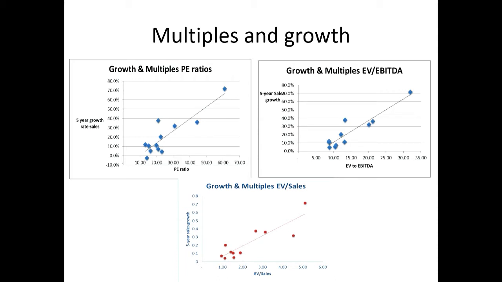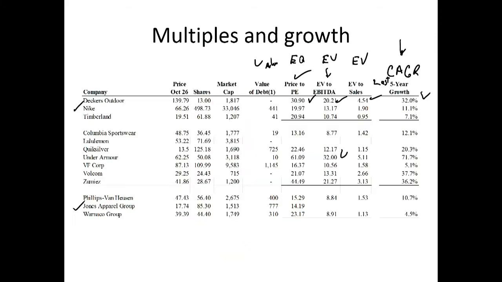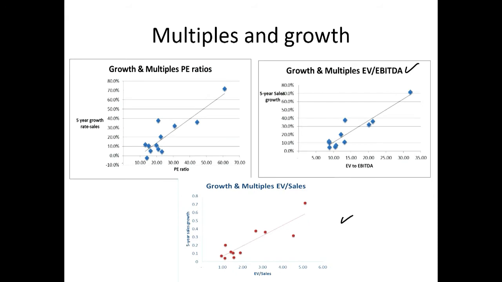Over here, growth and multiples, this is enterprise value to EBITDA. We see exactly the same thing. There's a trend that as growth goes up, we get higher multiples. Same thing over here: when growth goes up, we wind up with higher enterprise value to sales. Now, this is a little bit misleading. It's not perfect, because we're really talking about the last 5 years' growth rate, and I used that to plot.